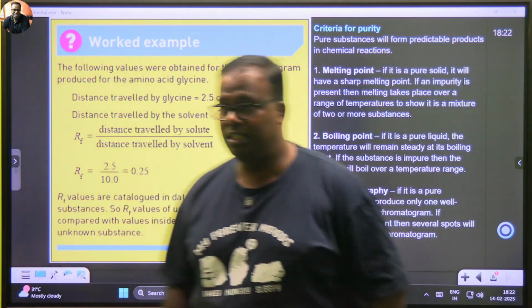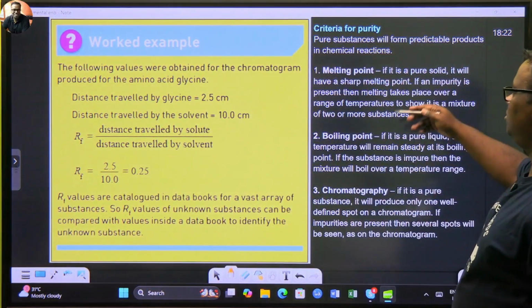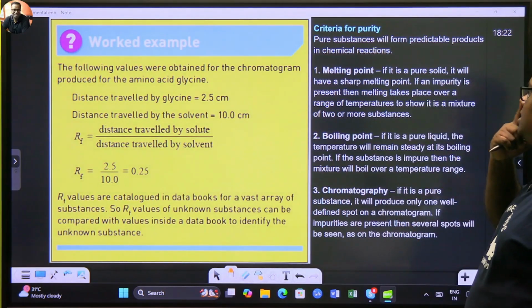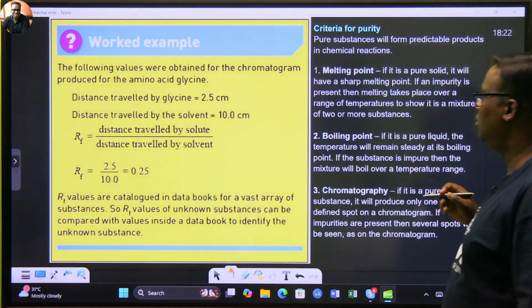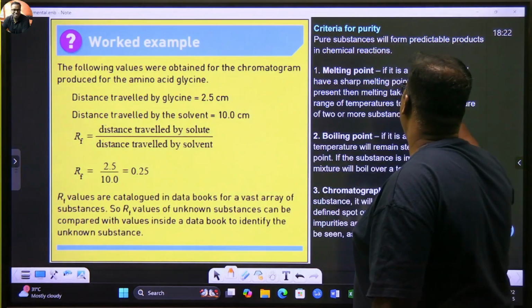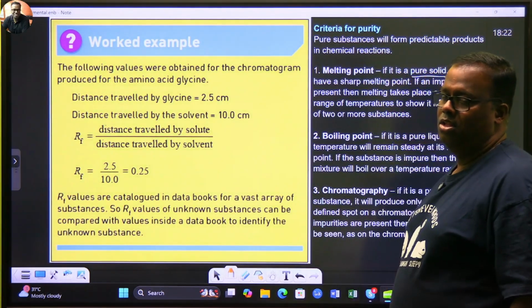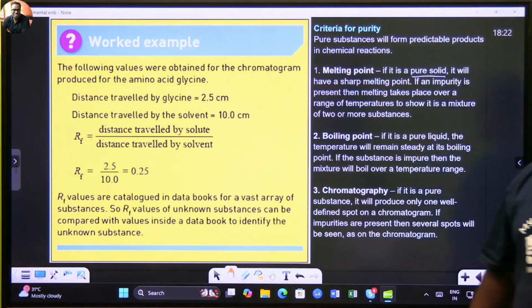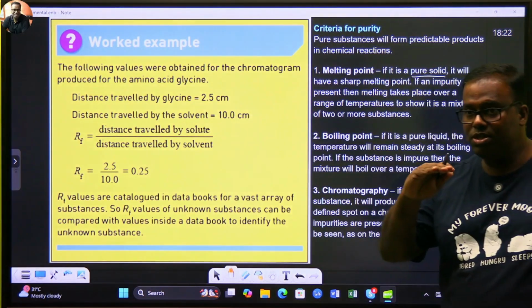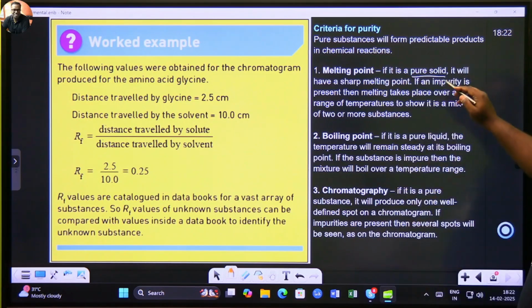Okay. Now the criteria of purity comes down into 3 sections. The first is known as melting point. Now when you're talking about melting point, take the word as solid. What did you understand for melting? Melting is a continuous temperature process. So if you are a pure solid, you will have a sharp melting point, and if you have an impurity, then your melting point will have a range. Sometimes it may melt at this temperature, sometimes at the other.